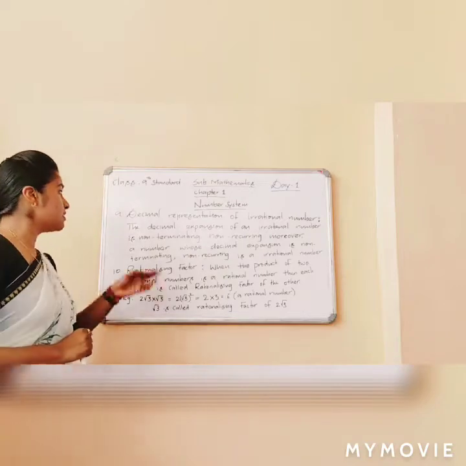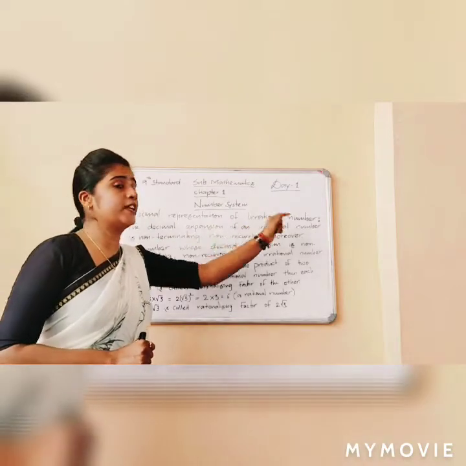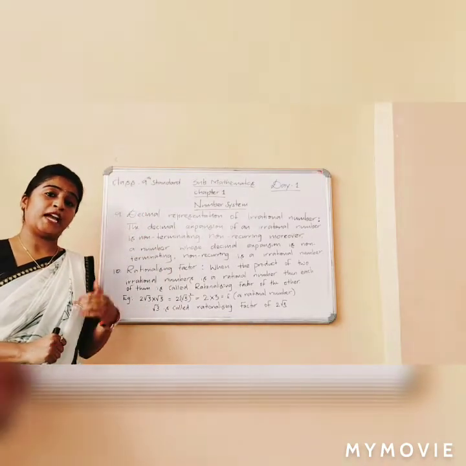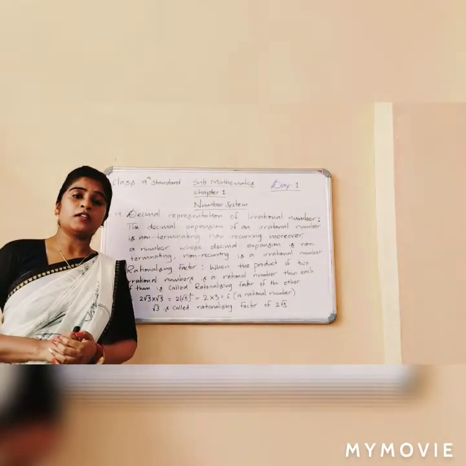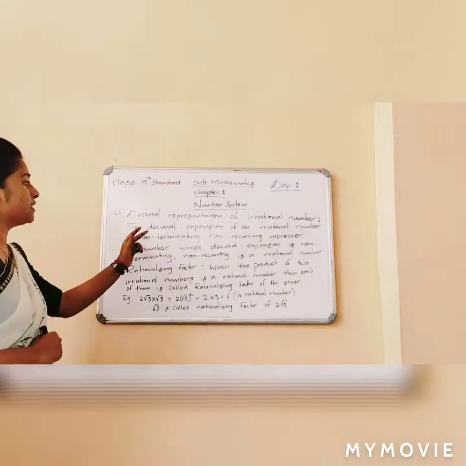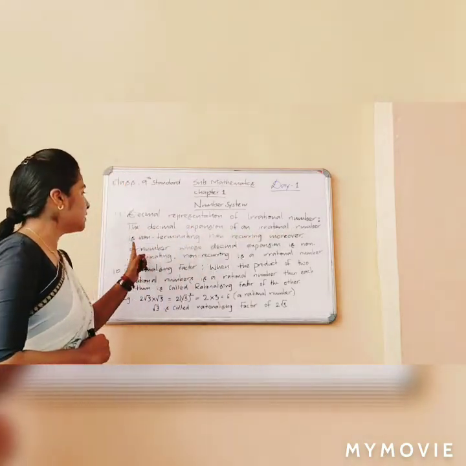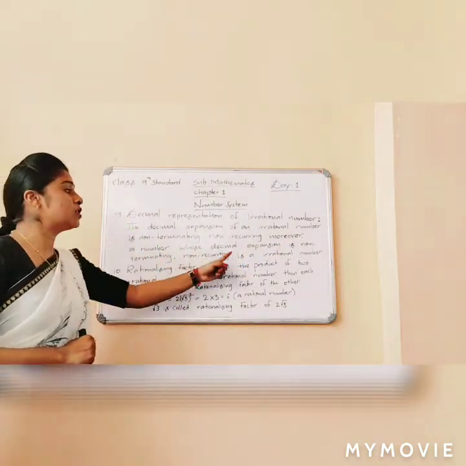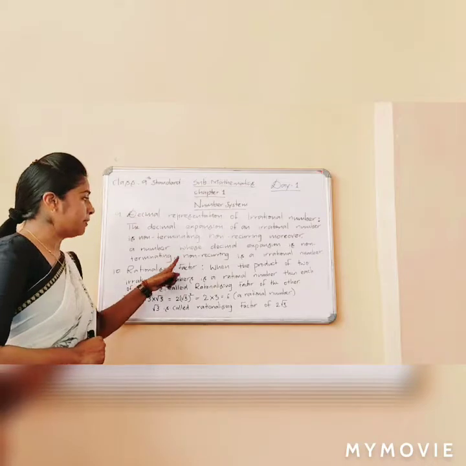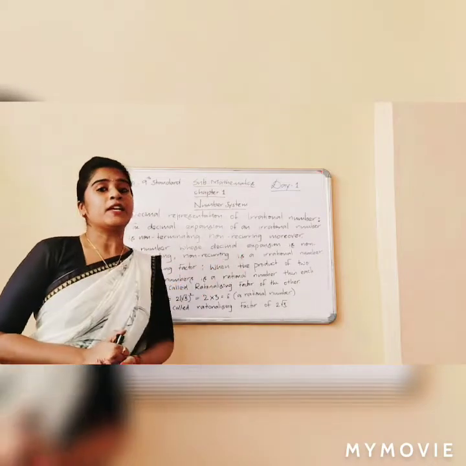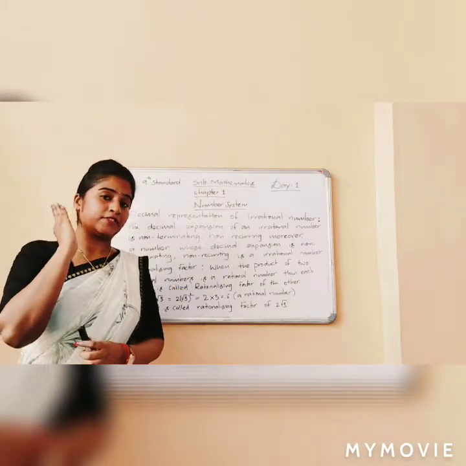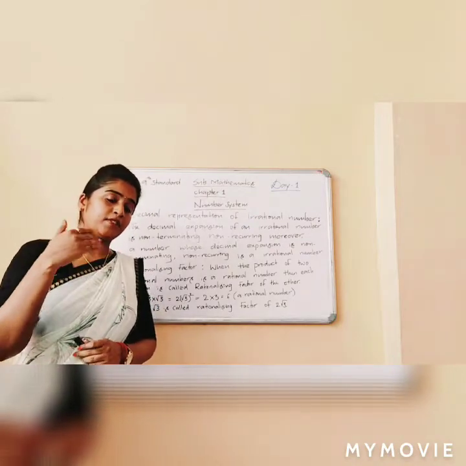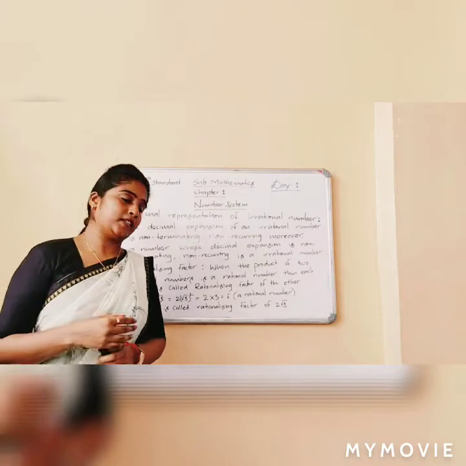The next one is the decimal representation of irrational numbers. Always keep in mind that the decimal expansion of an irrational number is non-terminating, non-recurring. Moreover, a number whose decimal expansion is non-terminating, non-recurring is an irrational number. Non-recurring in the sense that the numbers will not be continuously repeating here.